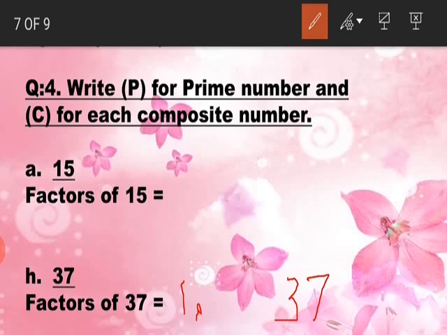Is 37 a multiple of 2? No. Is 37 a multiple of 3, 4, 5, 6, 7, 8, 9, 10, 11, 12, 13, 14, 15 and so on? No. 37 is not a multiple of any number except 1 and itself, which means 37. So class, it has only 2 factors. Okay. So we will write, as it has only 2 factors, 37 is a prime number. So we will write P here.